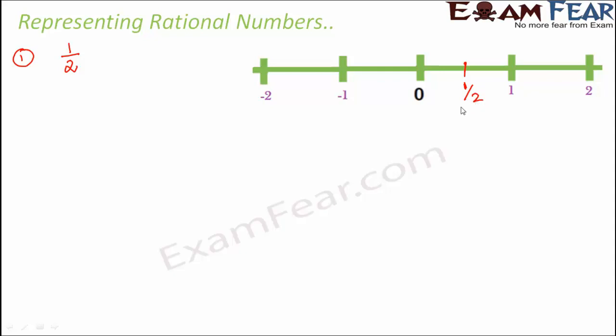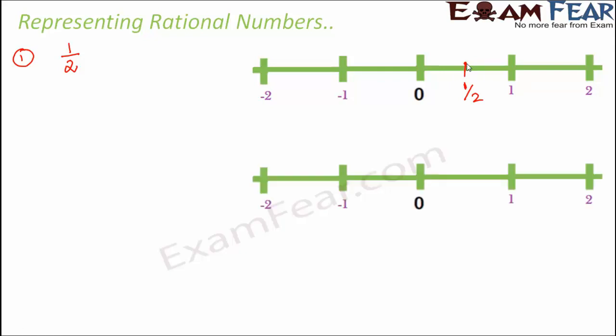Now, did you understand why? Because we have to calculate 1 by 2. That means one part of two parts. So what we did is, between 0 and 1, we divided it into two parts. So now you have a total of two parts, and out of two parts, one part. So that is this much. One part out of two parts, so that is 1 by 2. So this is where 1 by 2 is located.